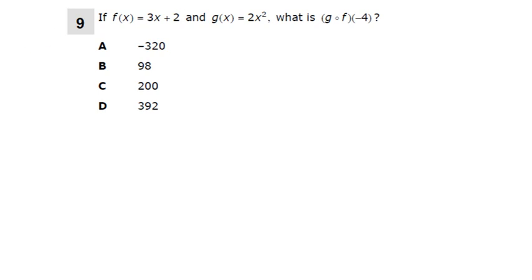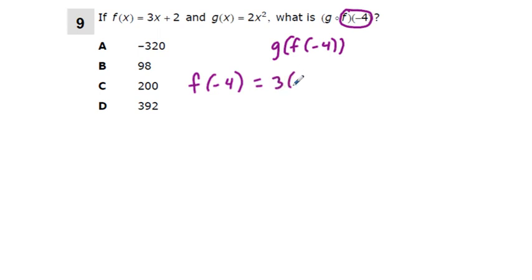Okay, here we are on problem 8. If f of x equals 3x plus 2 and g of x equals 2x squared, what is g of f of negative 4? Sometimes you'll see this written as g of f of negative 4 like this. So you can write it different ways. Well, this -4 is closest to the f. So we're going to look for first f of -4. So we're going to plug in -4 for this x here. So f of -4 is 3 times -4 plus 2, which equals -12, plus 2, which equals -10.